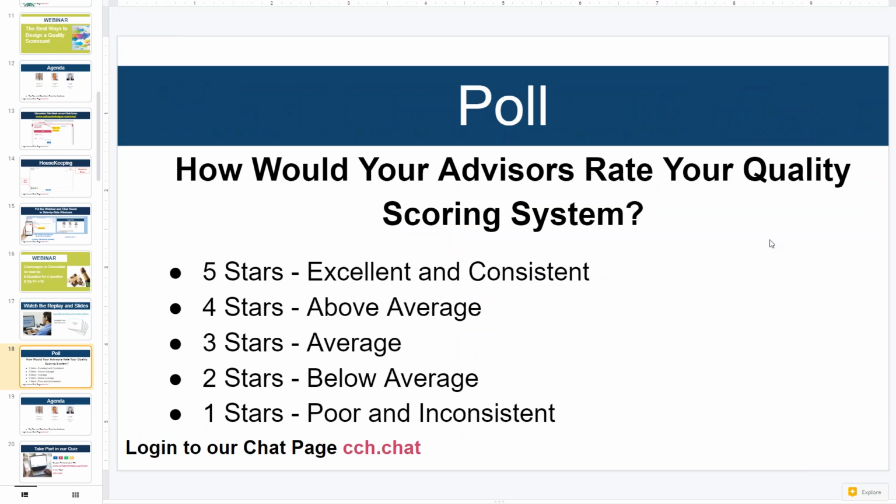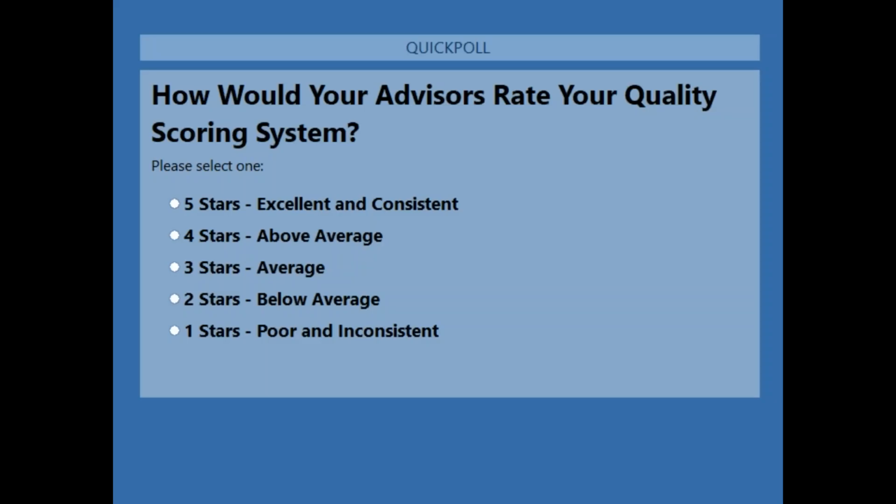Before we get into the presentations, I'm going to launch a quick poll. The question is, how would your advisors rate your quality scoring system? Is it 5 stars, excellent and consistent? 4 stars, above average? 3 stars, average? 2 stars, below average? Or 1 star, poor and inconsistent?